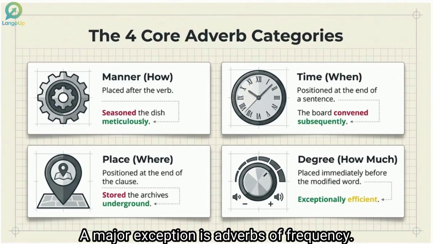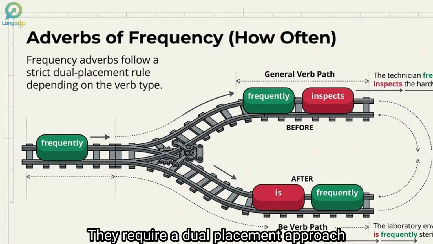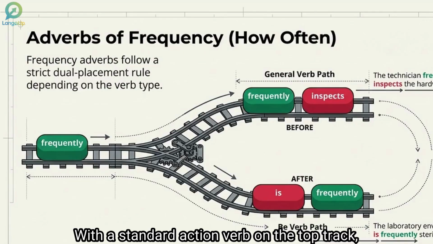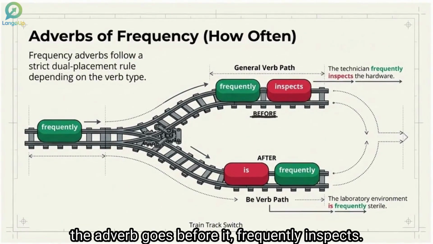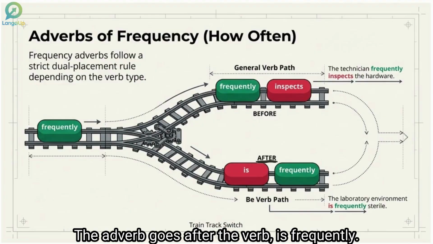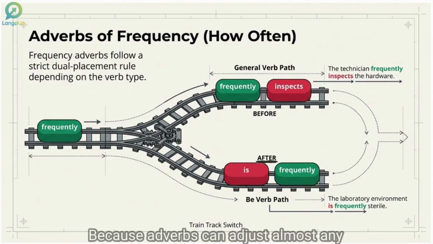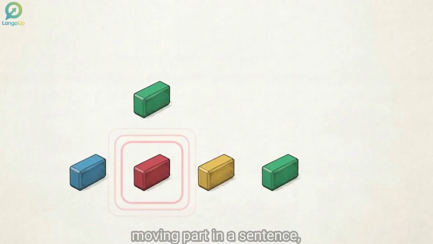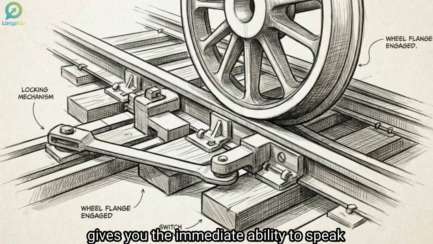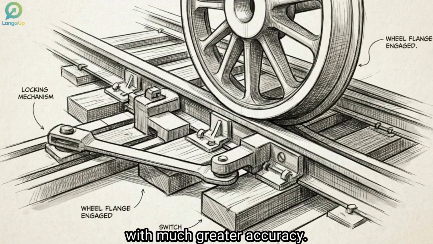A major exception is adverbs of frequency. They require a dual placement approach depending on the verb. With a standard action verb on the top track, the adverb goes before it, frequently inspects. But if you use a be verb, the track switches. The adverb goes after the verb, is frequently. Because adverbs can adjust almost any moving part in a sentence, memorizing these specific placement tracks gives you the immediate ability to speak with much greater accuracy.